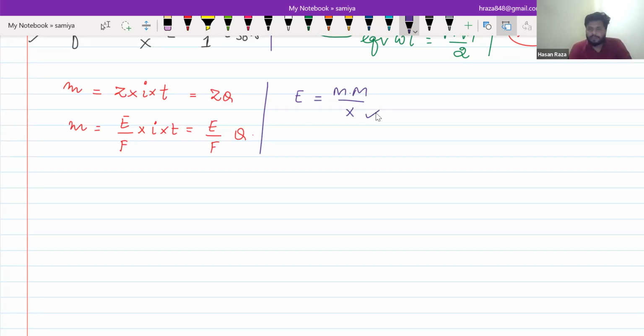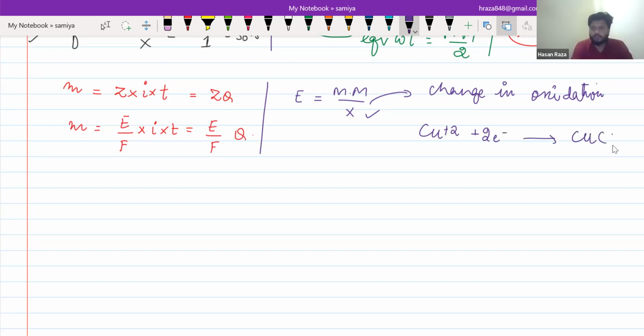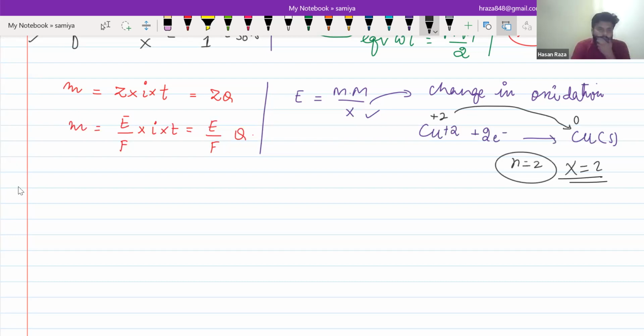X is basically the change in oxidation state. Like if there is Cu plus 2 and it gains 2 electrons and is converted into solid Cu, you can see it goes from plus 2 to 0. So the change will be 2, and the value of X will be equal to 2. You can calculate it like this also. So I'm going to give you a question, a very easy question.